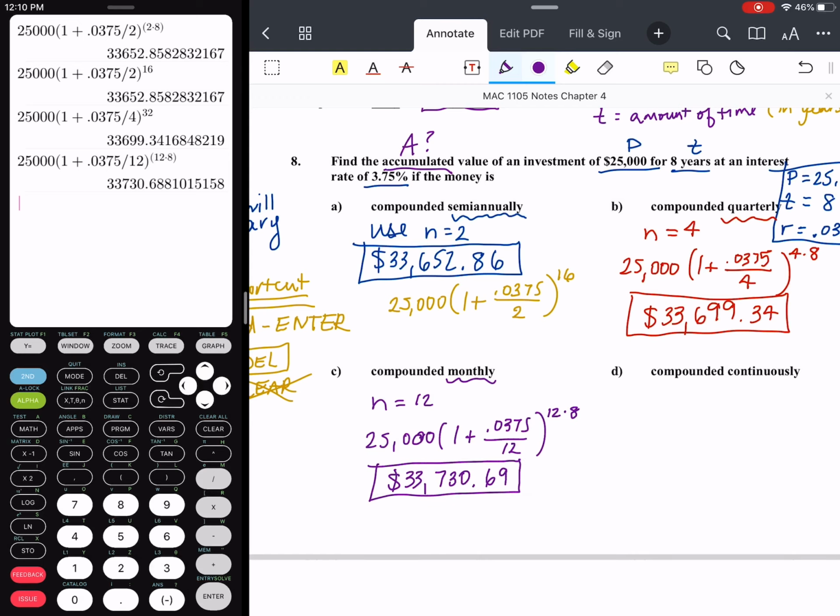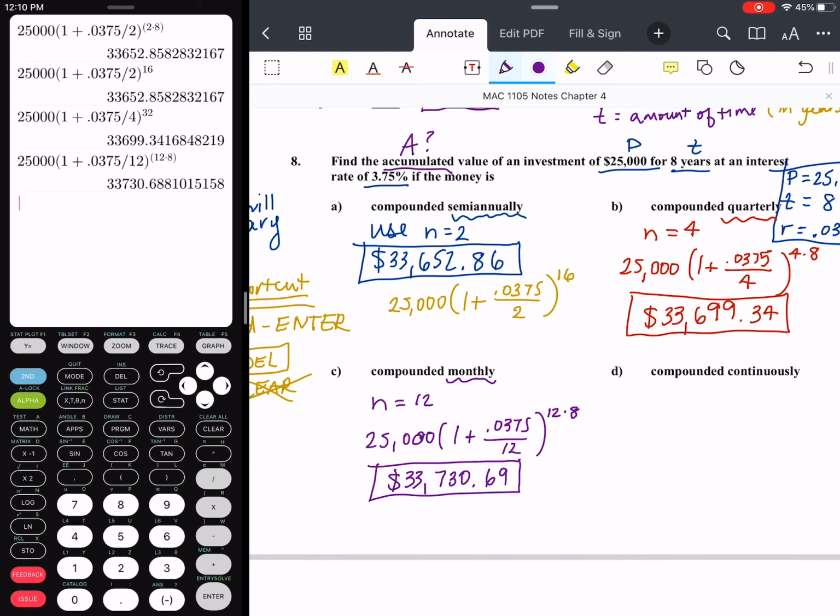There we go. All right, so just looking at A, B, and C so far, notice that as we compound more times, semi-annually was n equals 2, then quarterly n equals 4, then monthly n equals 12. Notice that our dollar amount is going up, 33,652, 33,699, 33,730. So the more you compound per year, the more interest is accruing. Your credit card company, go ahead and take a look at your statement and see what the compounding is there. They typically compound monthly, so that cranks out a lot of interest. A really bad loan would be compounding daily. They really kill you with interest that way.